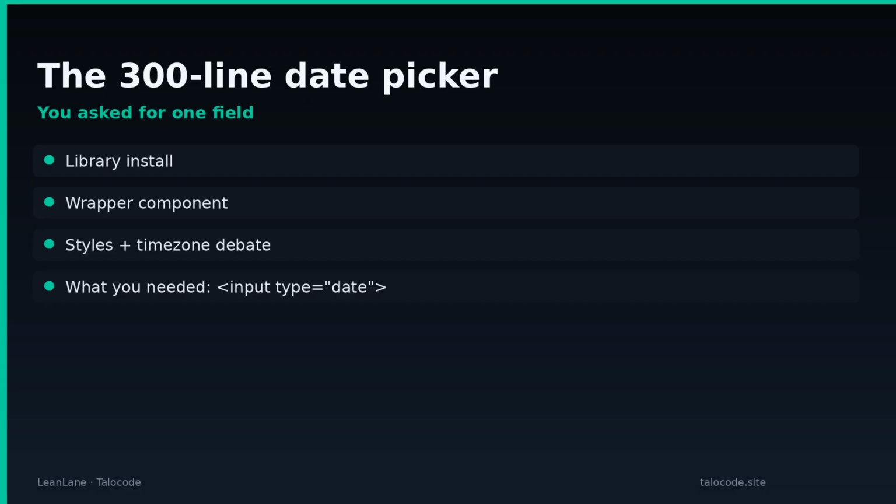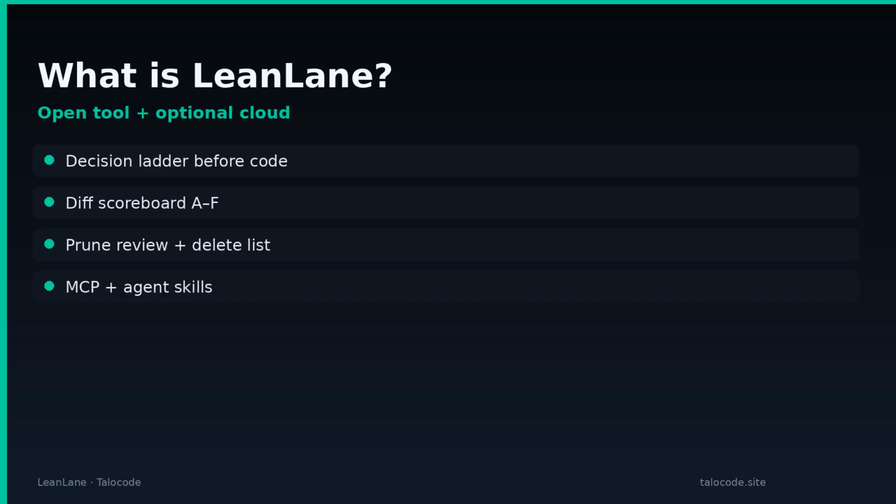LeanLane is Talocode's open tool for stopping AI agents from overbuilding. It ships a decision ladder, a diff scoreboard with letter grades, prune review with a delete list, modes from light to ultra, always-on rules, installable agent skills, a command line interface, an MCP server, and software development kits for TypeScript and Python. Local scoring needs no API key. Cloud routes are optional when teams want shared scoreboards and metering under api.talocode.site.